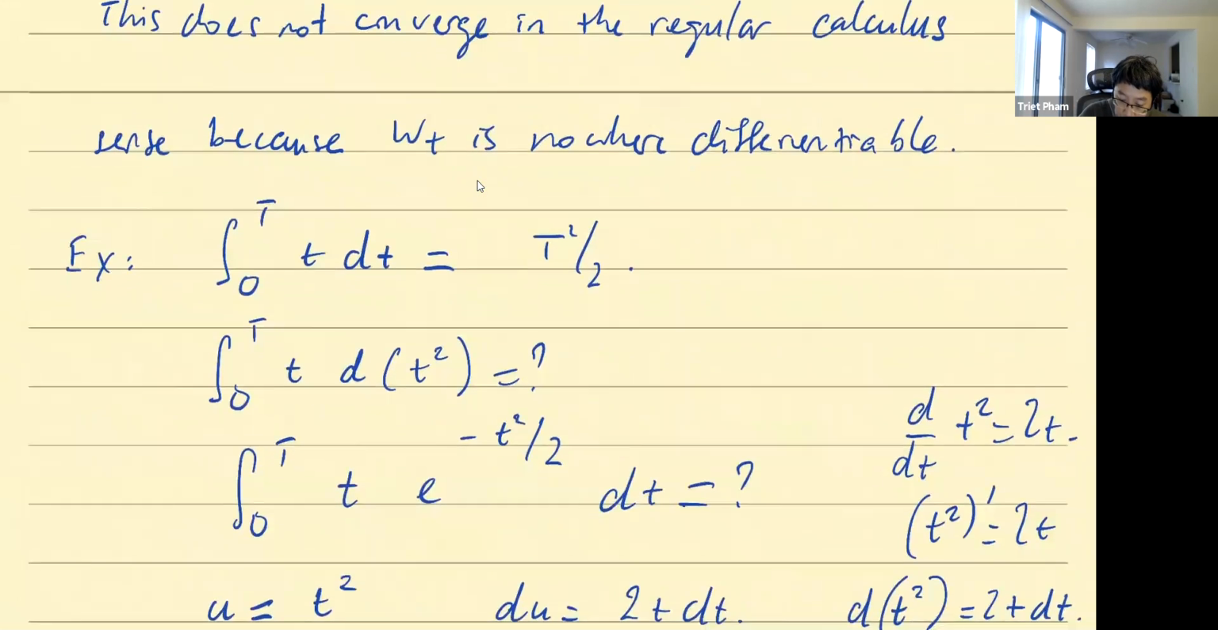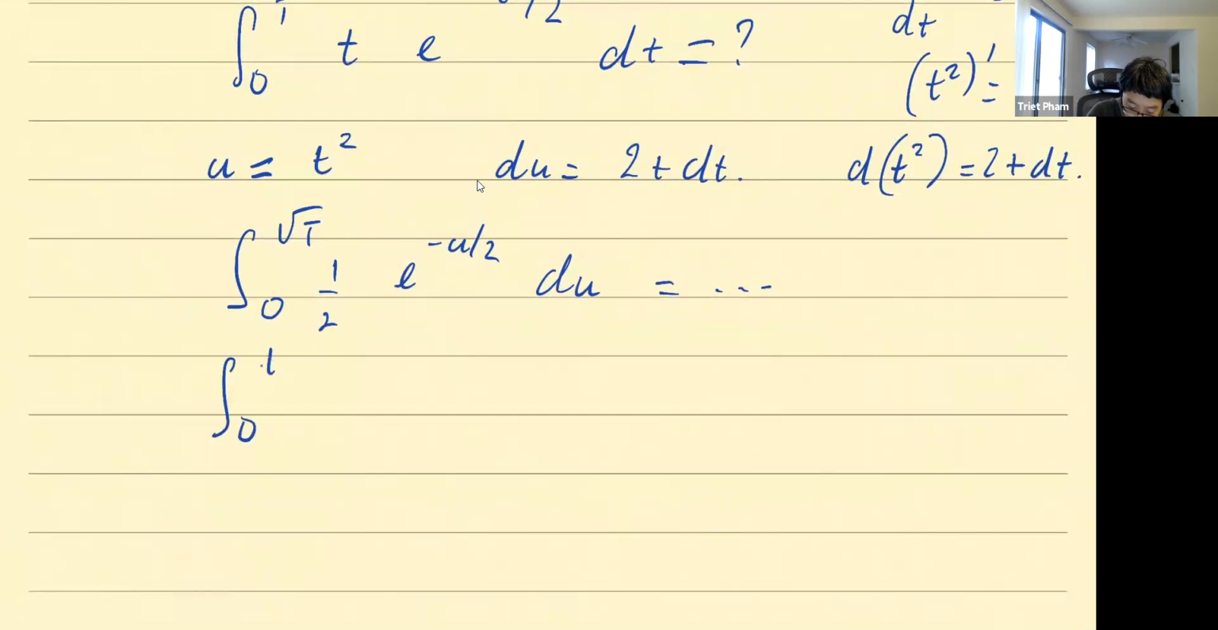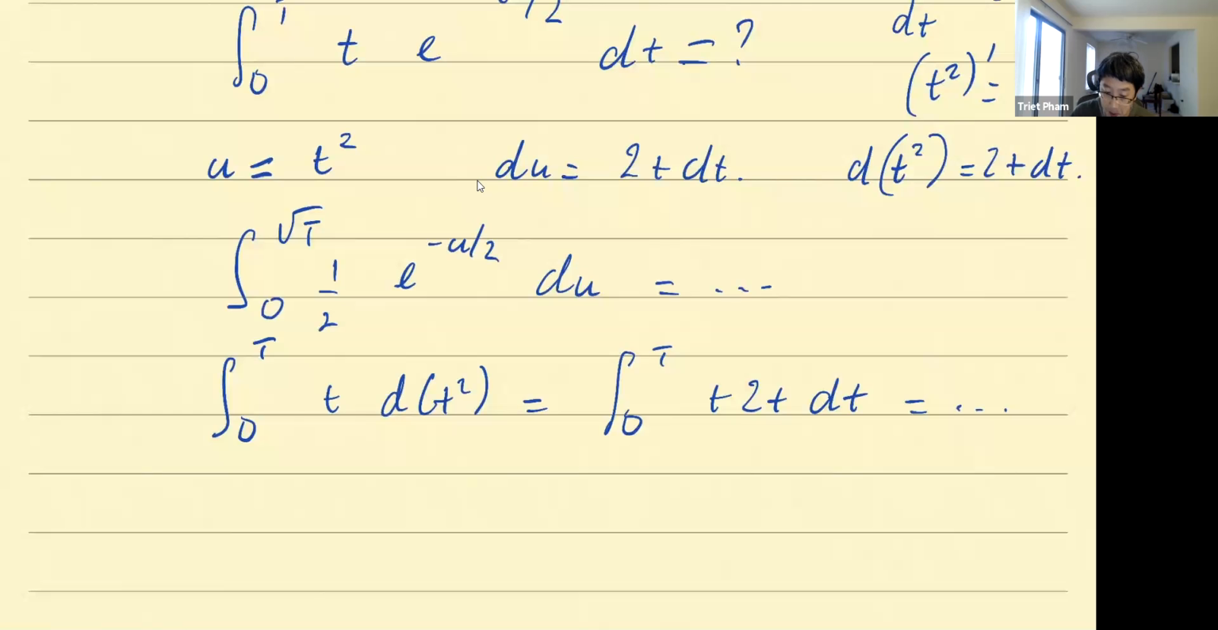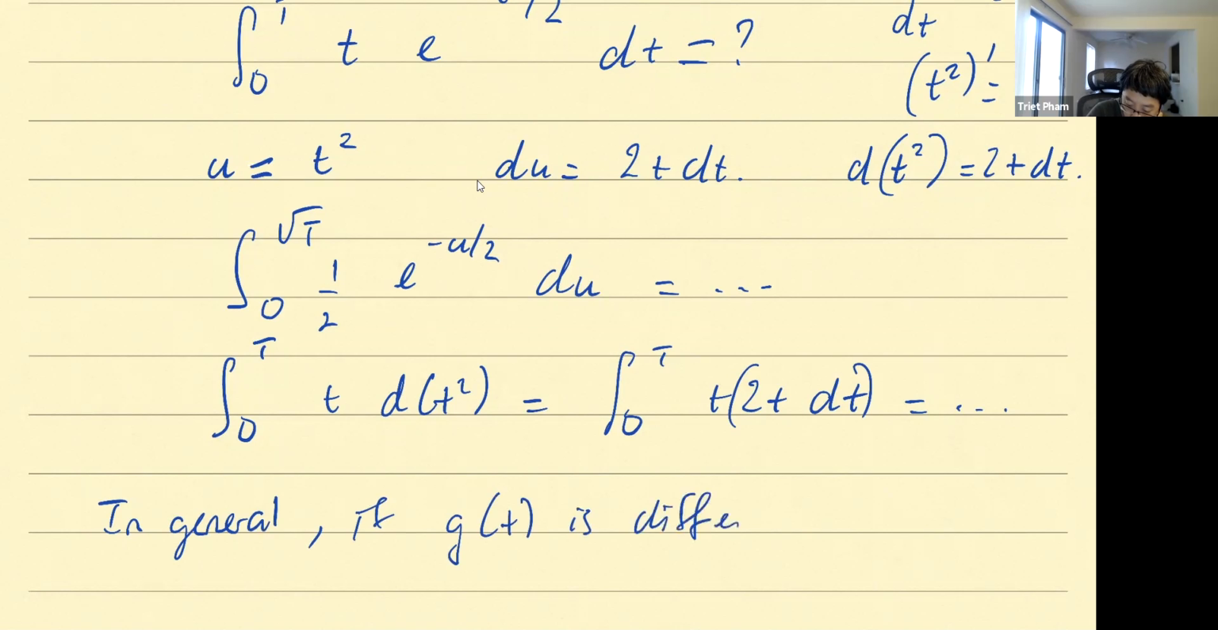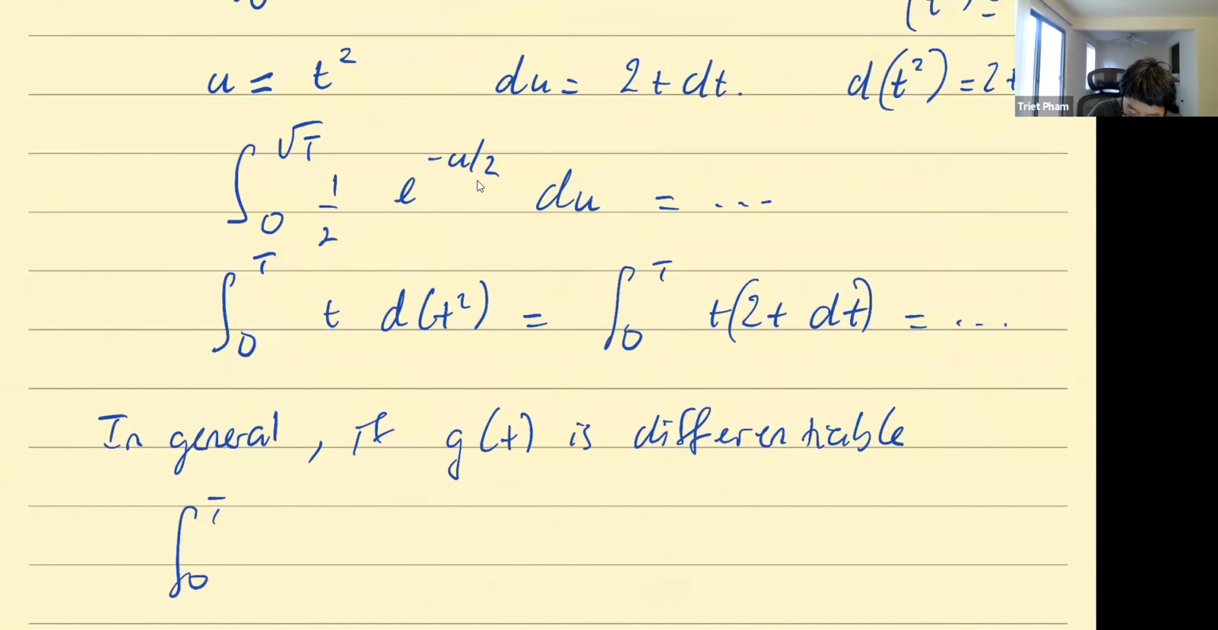But so it makes sense, and the answer is, what I say is, this is nothing but dt squared, which is nothing but t 2t dt, and then you can do it. Like that. So in general, if you have a function that is differentiable, then when you integrate, let's say, a function against this.